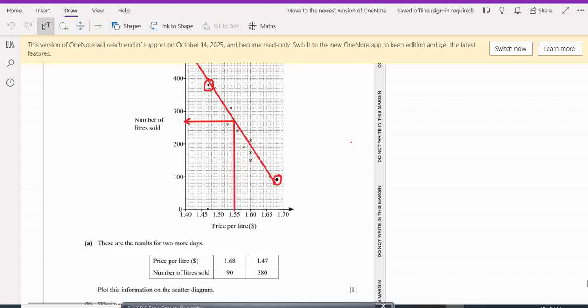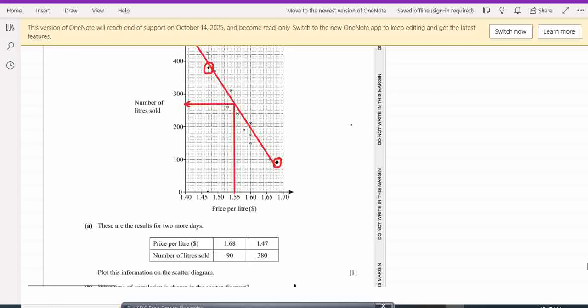This point shows the day on which the price is 1.47 and the sale is 380. So just draw these points. Then I draw the line with the maximum possible points just around it, so that the line is in between the points. Look here, points 1, 2, 3, 4, 5, 6 and 7 are close to this line. This is the most suitable line of best fit.